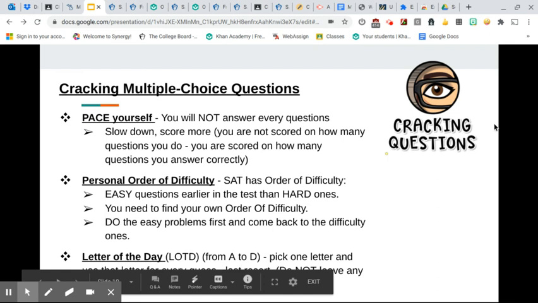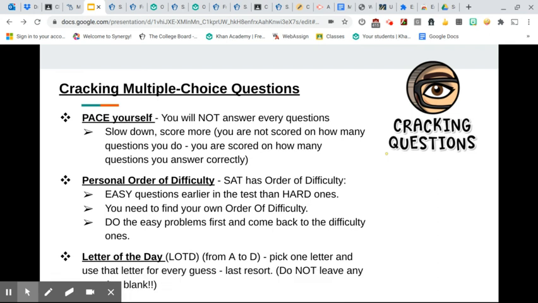Order of difficulty. The SAT has its own order of difficulty. Easy questions come first, and then it progresses to more difficult questions. You need to find your own order of difficulty. Do the easy problems first and come back to the difficult ones.